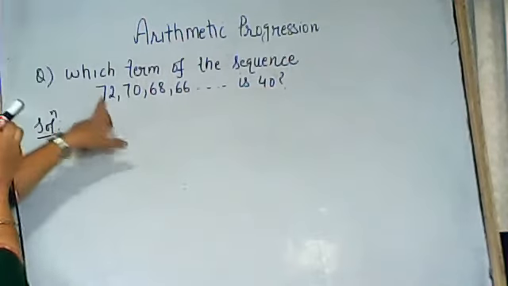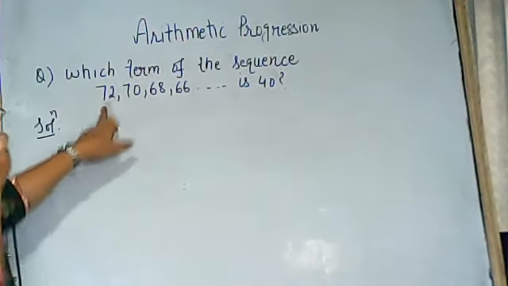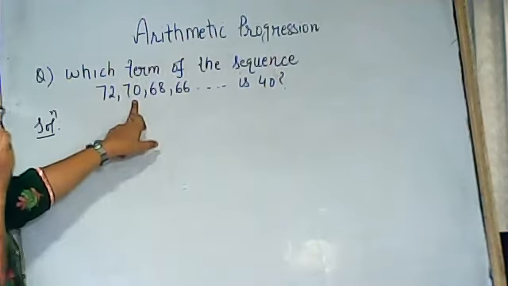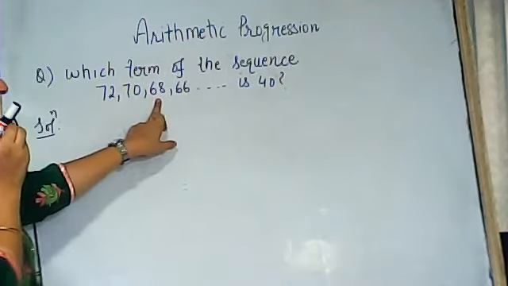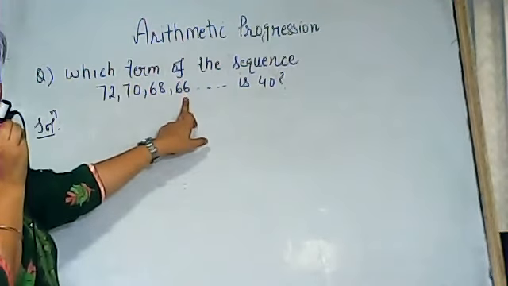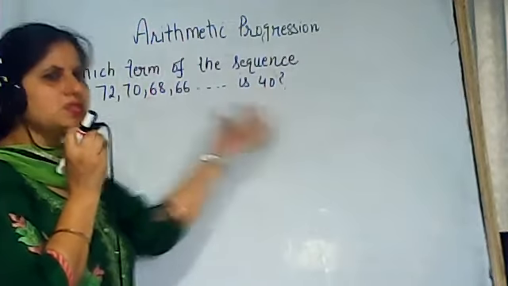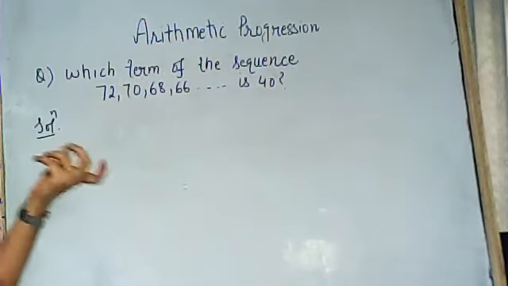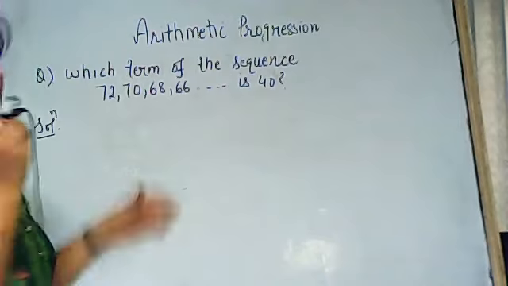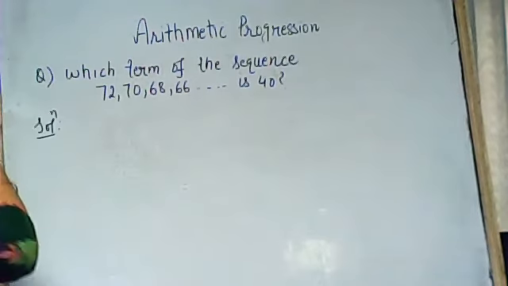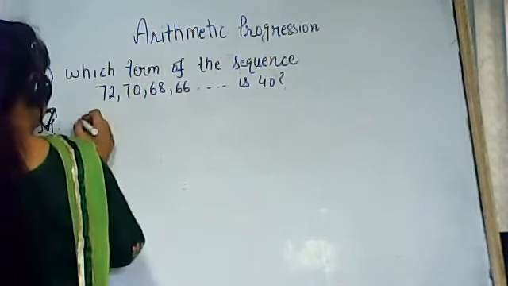For example, first term is equal to 72. Second term is 70. Third term is equal to 68. Fourth term is equal to 66. So what is the position of this 40? It means we want to calculate the value of n in this example. So let us start with the simplification of this question. What is given in this example?